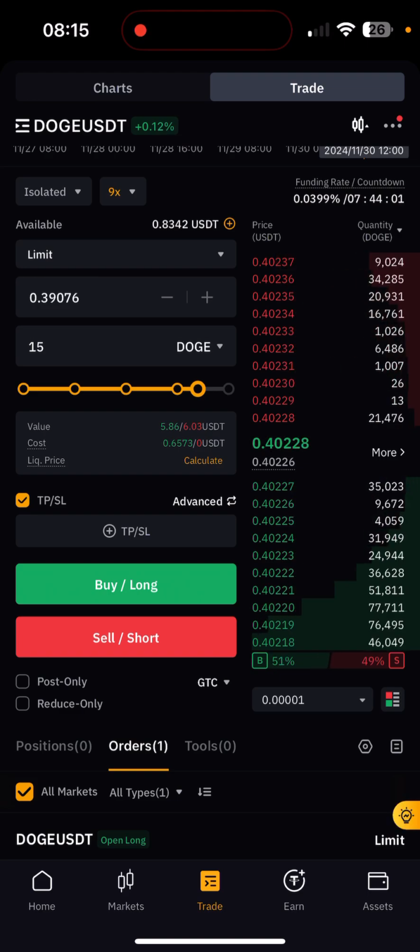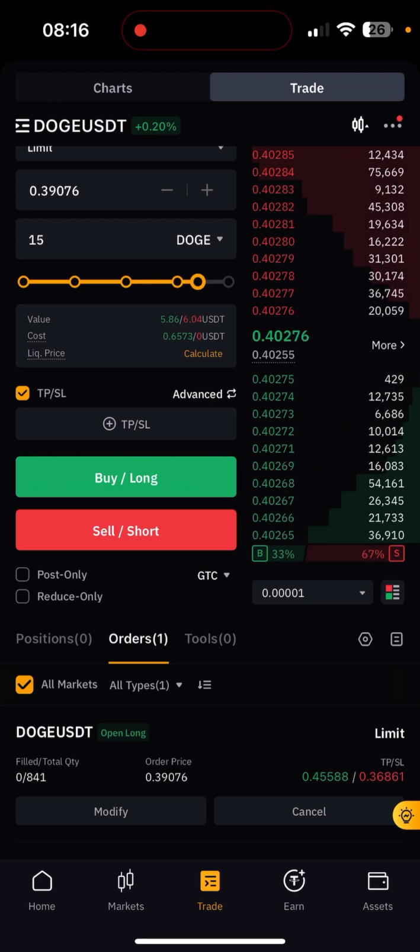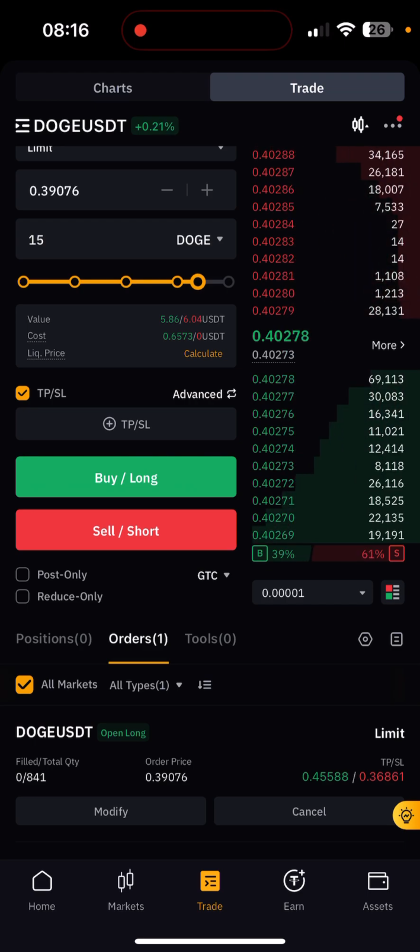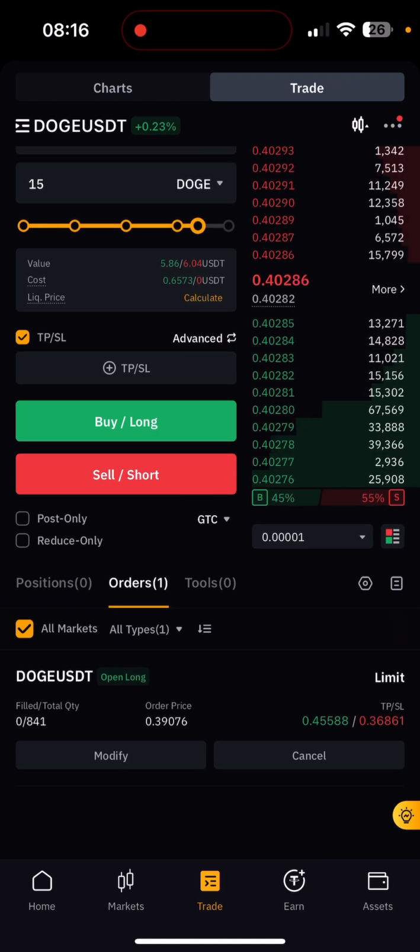Then you check the signal. Is it long? Did she say long? Long means buy and short means sell. Does the signal say long, or does the signal say short? If it says long, that means it's buying the market. If it says short, that means it's selling the market. You click on the one, and you look at this.